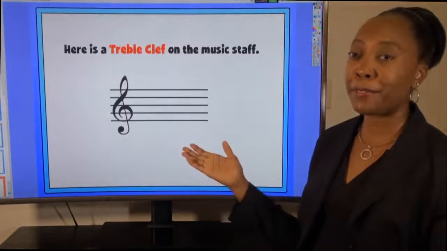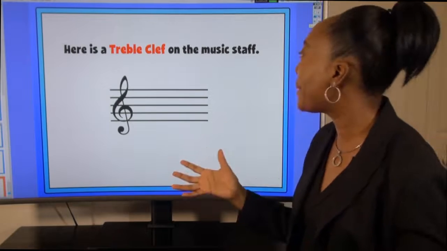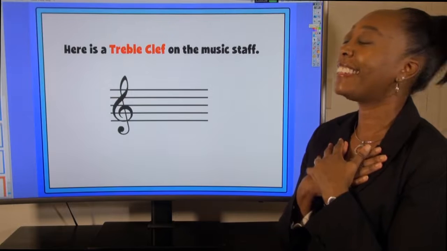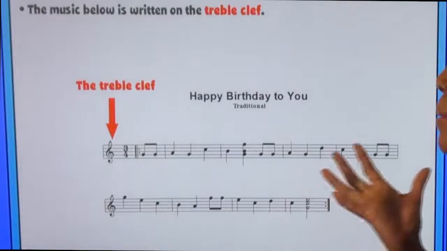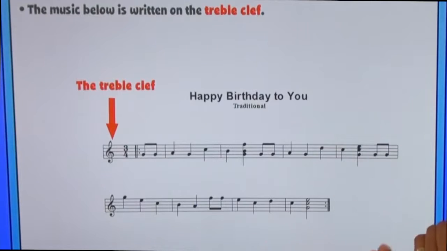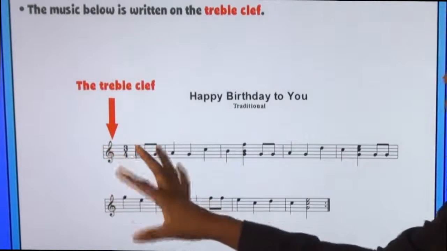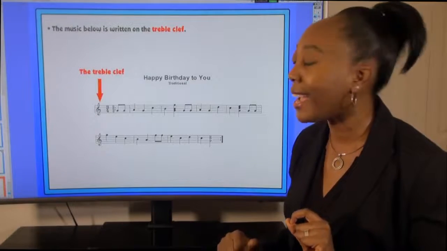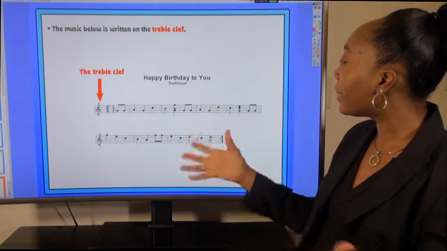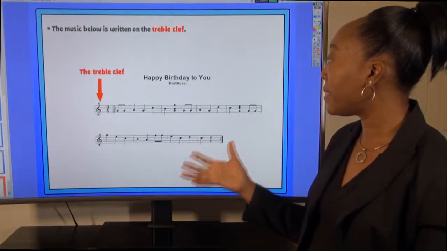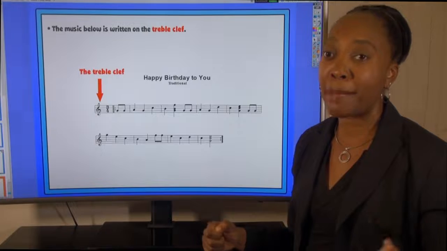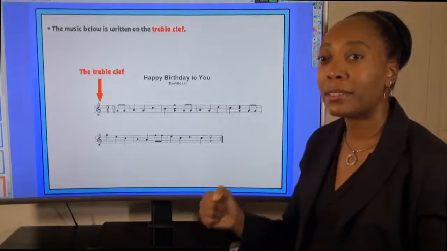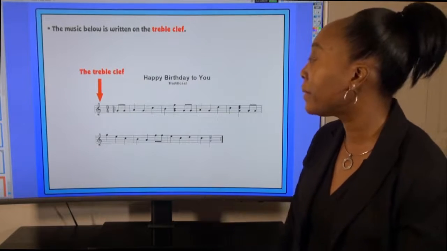Well, look how beautiful that looks. Here is a treble clef on the music staff. Doesn't it look wonderful? All right, so when we look at our music, we know what a clef is. We have our clef there. And look at those lines and spaces. That's that music staff. And now it kind of looks more like something that we know what to do. And this is an example of Happy Birthday. So we're slowly understanding how all these symbols work.